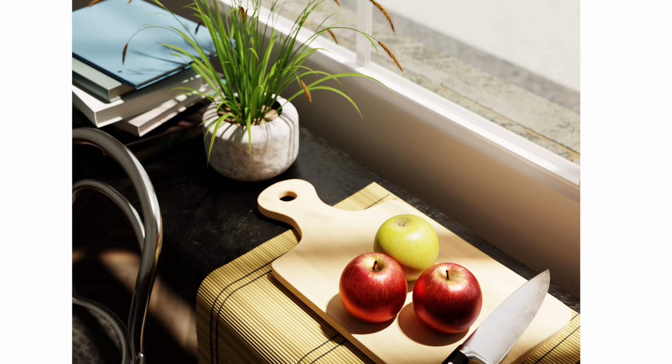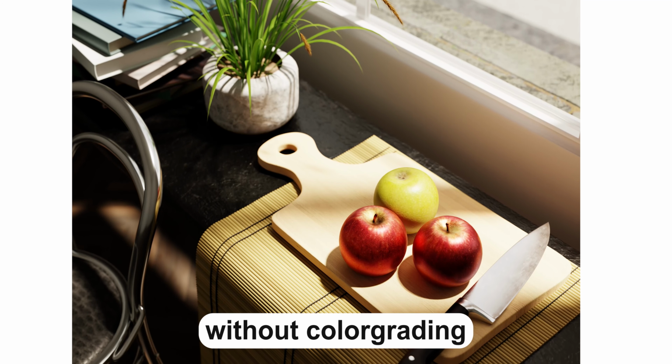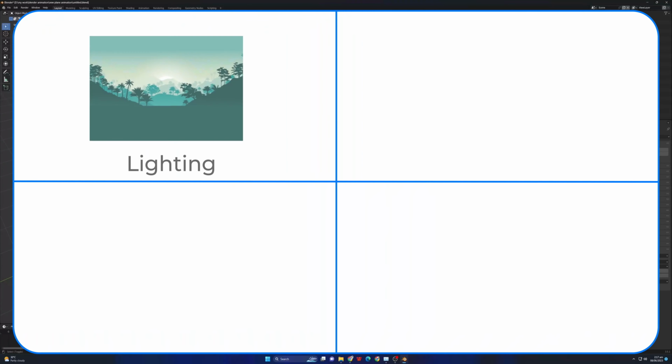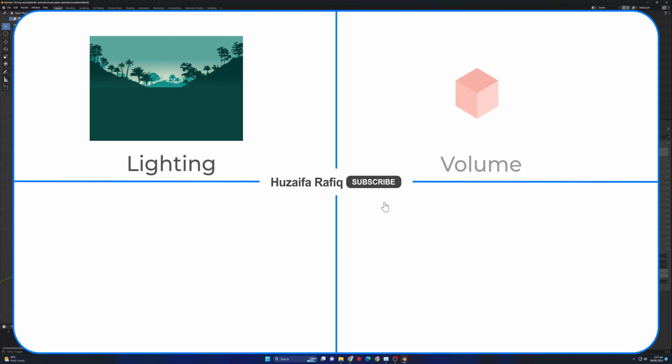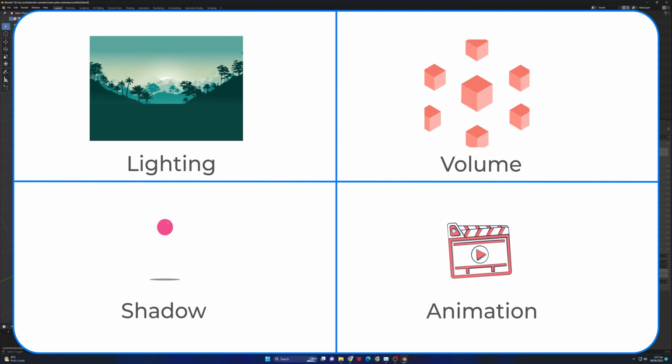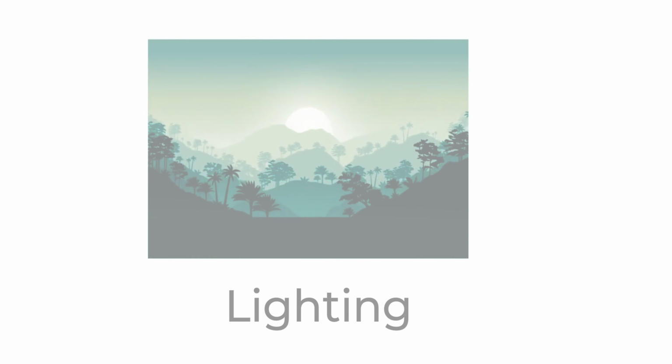Realism is the most important thing as it can add a lot of attraction in your work and it can help you in landing jobs as well. So we'll start by learning lighting, adding volume to make it look three-dimensional, shadow to make it more realistic, and animation. We'll start by lighting.